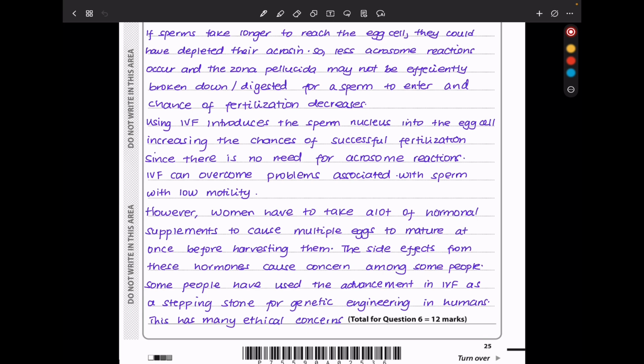The cons here are women have to take a lot of hormonal supplements to cause multiple eggs to mature at once before harvesting them. You should know that these eggs are going to be harvested by surgery. So basically, the lady is given hormonal supplements so that many eggs mature, maybe in one period of a month, so that surgery can be carried out to remove the many matured eggs. So this is going to cause some side effects. I say the side effects from these hormones cause concern among some people. And some people have used the advancement in IVF as a stepping stone for genetic engineering in humans, and this may have many ethical concerns.